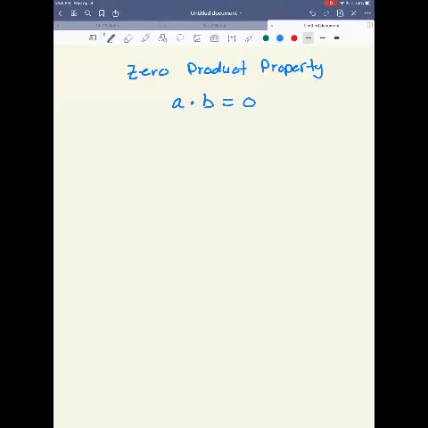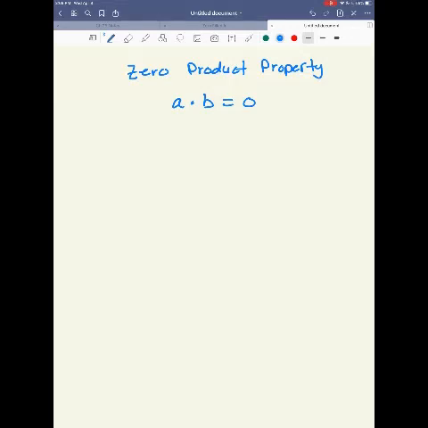Hi, today I'm here to talk about the zero product property. Now, the zero product property, in theory, is very simple. What it says is that any time you're looking at the product of two or more terms, if that product equals zero, we know something about the terms.